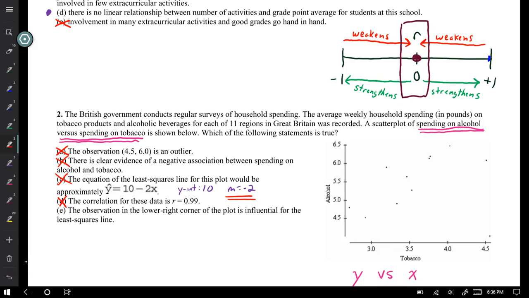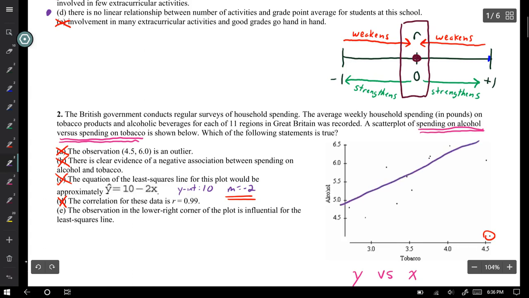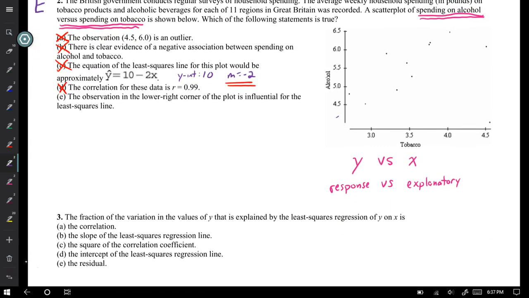The observation in the lower right corner is influential for the least squares regression line. Well, again, I keep on erasing, but we'll put it back. There's my estimation. Well, this point is going to be influential. It's pulling down the slope of that line. If I were to erase that point, if I were to get rid of it, the least squares regression line, the R value would get stronger. So I think the answer in this case is E. That is a very influential point, and it's far off in the Y direction from the least squares regression line. It's going to affect the correlation.